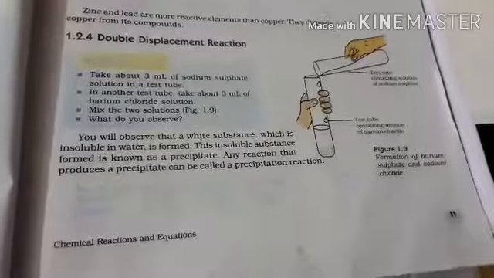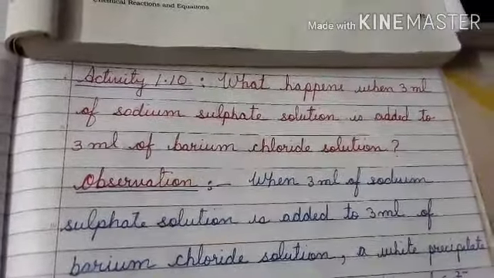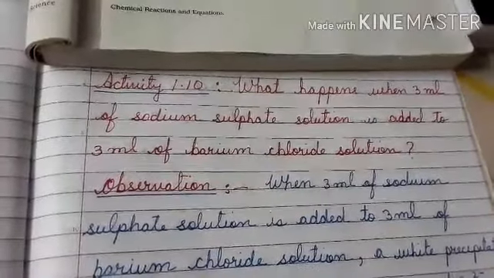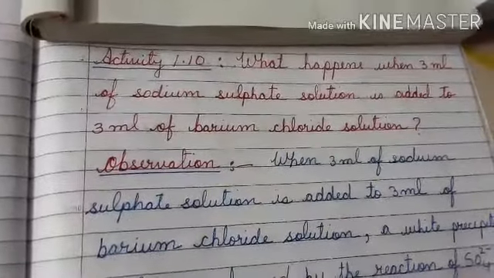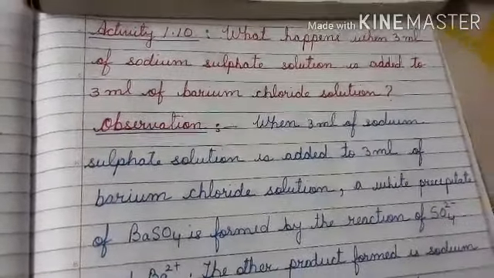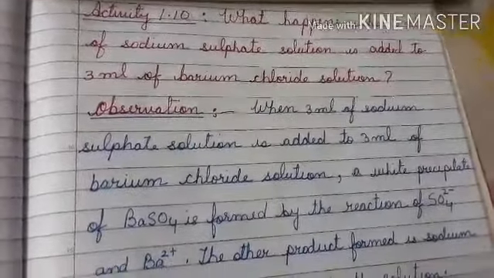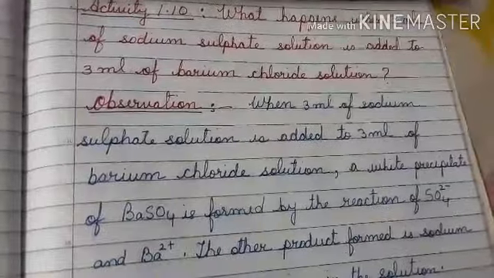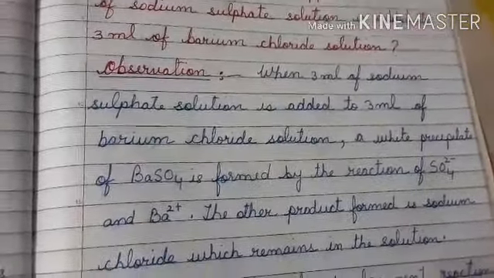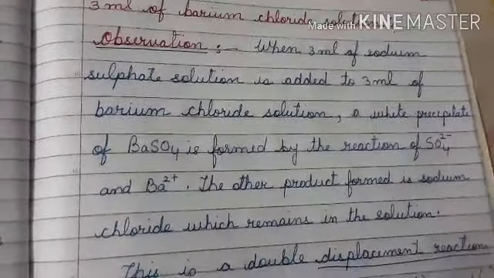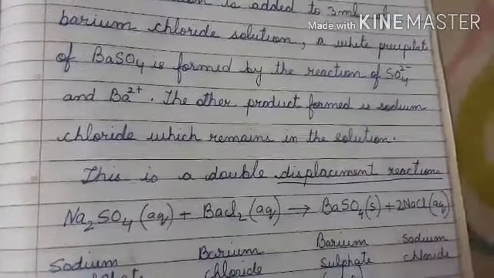Activity 1.10. What happens when 3 ml of sodium sulfate solution is added to 3 ml of barium chloride solution? Observation: when 3 ml of sodium sulfate solution is added to 3 ml of barium chloride solution, a white precipitate of barium sulfate is formed by the reaction of sulfate and barium. The other product is sodium chloride, which remains in the solution. This is a double displacement reaction.